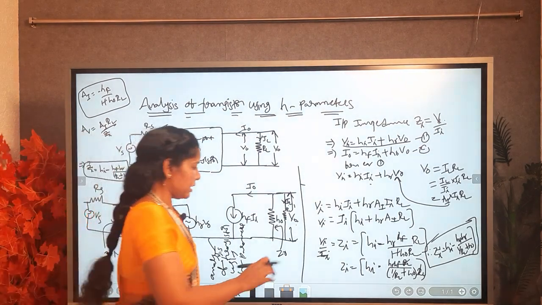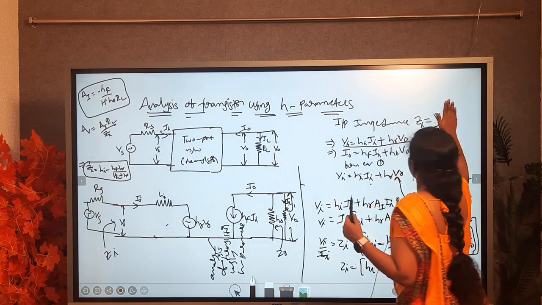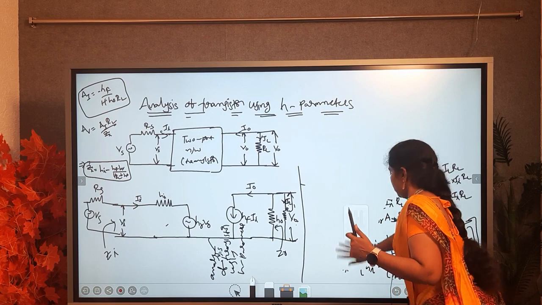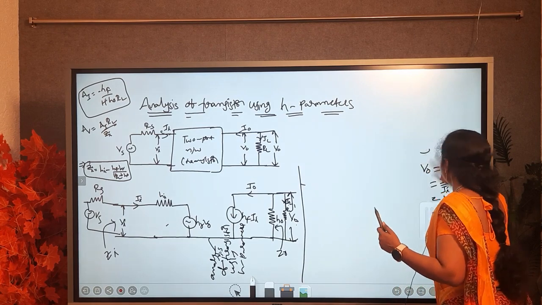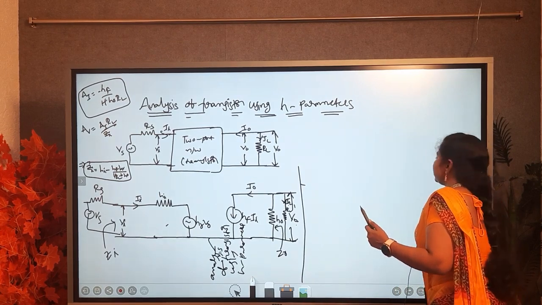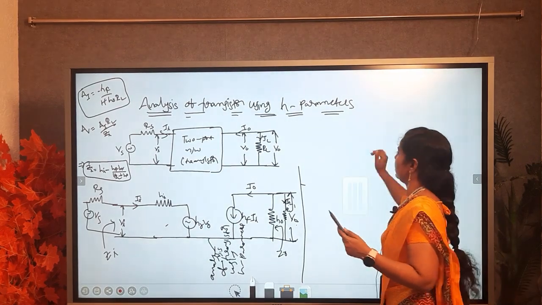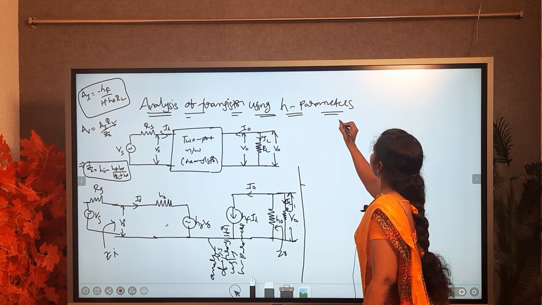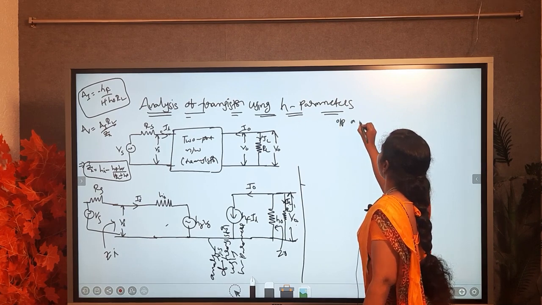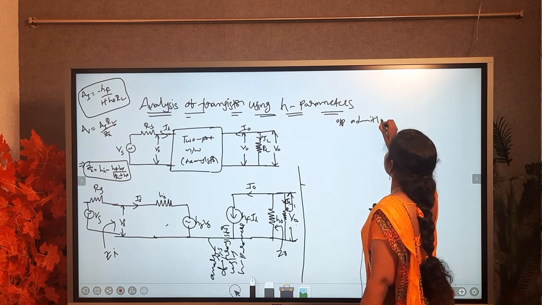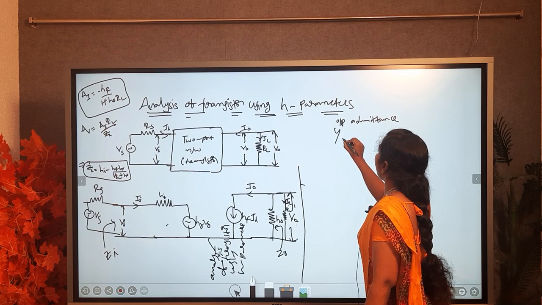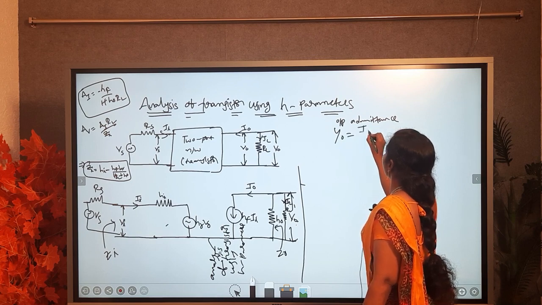Next, you have to find out the admittance. Admittance and resistance are reciprocal. So, resistance is nothing but voltage by current, and admittance is nothing but current by voltage. Output admittance can be denoted as Y naught, that is output current by output voltage.